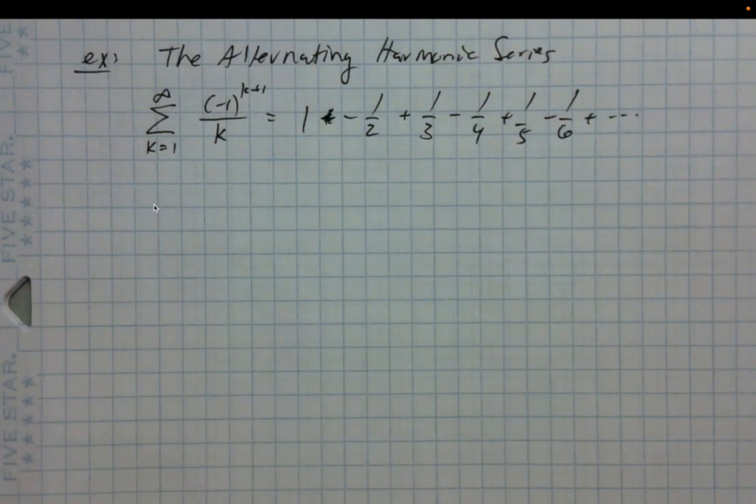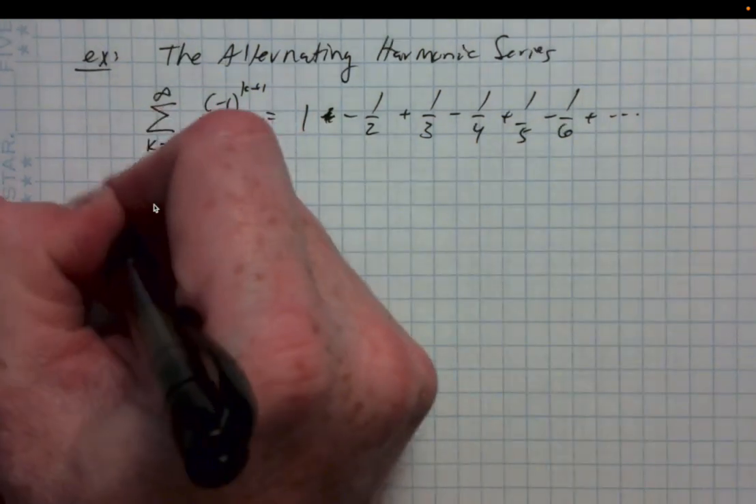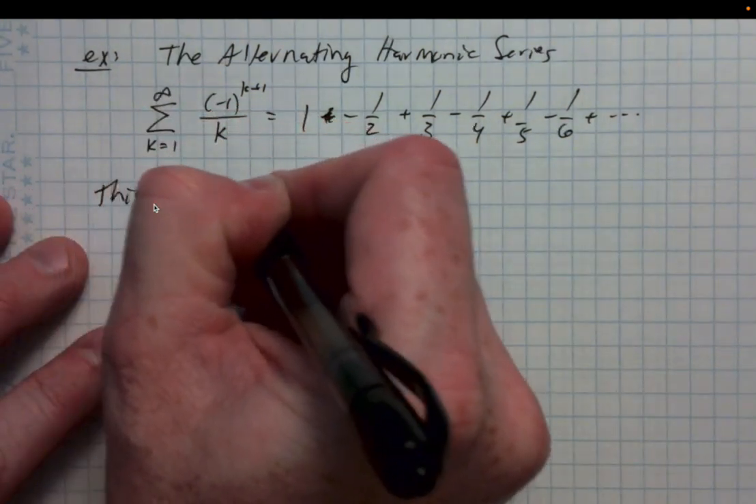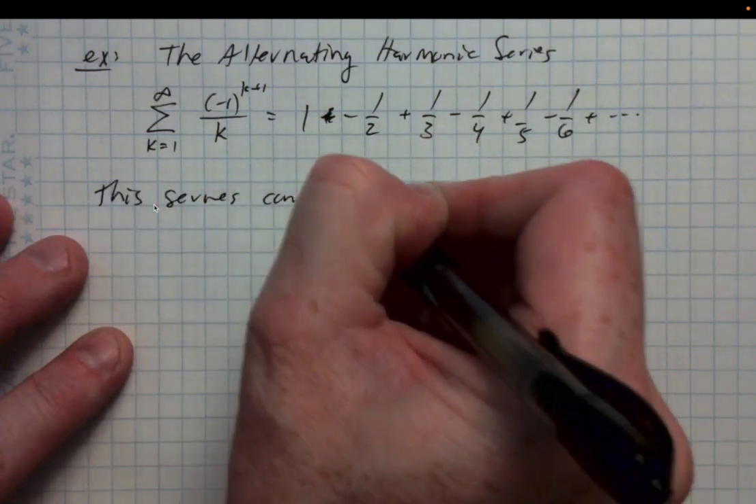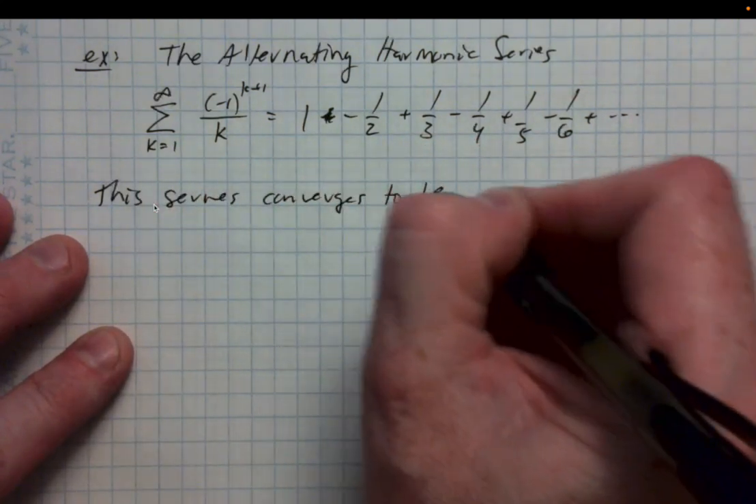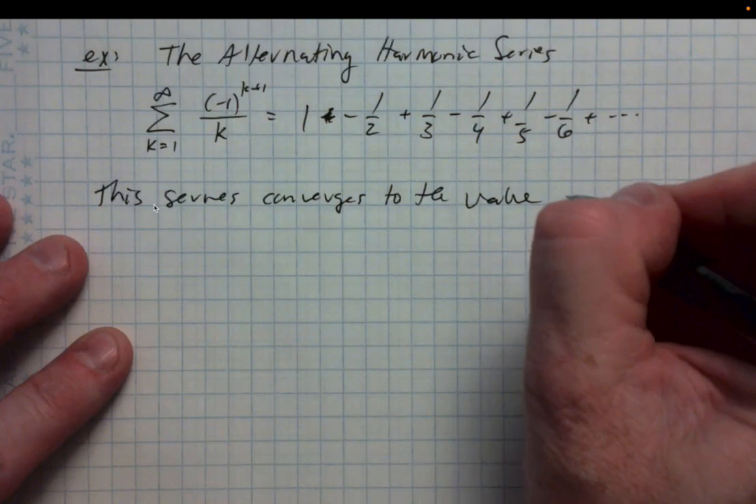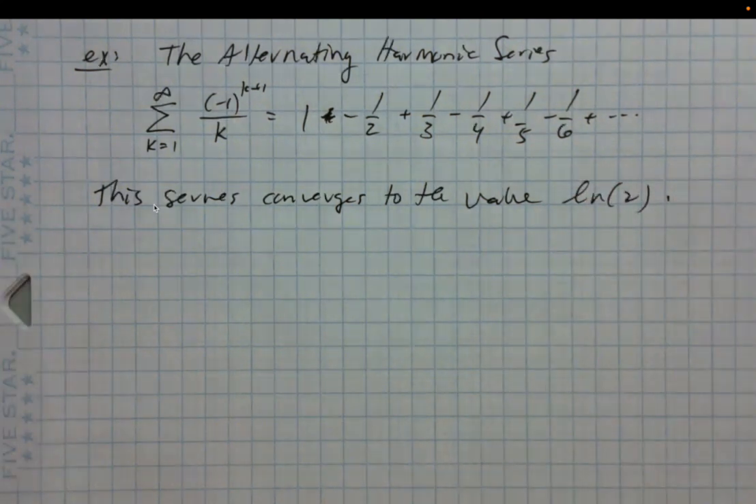So it's called alternating and it's harmonic. It's a harmonic series basically: 1 plus 1/2 plus 1/3 plus 1/4. That's the harmonic series. This one's alternating, meaning the signs alternate. Now it turns out this series converges to the natural log of 2. It converges to the value of ln 2.